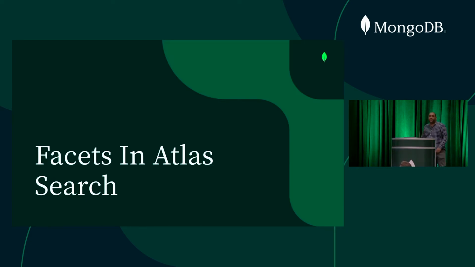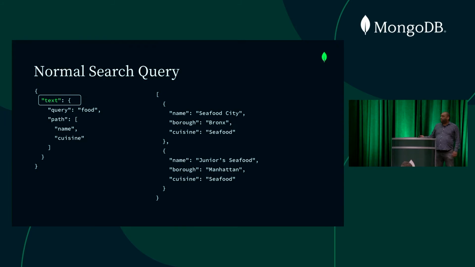So now that we've seen some about what facets are and how they're useful, let's talk about how they work in Atlas Search. We'll start by talking about a typical Atlas Search query. At the top level here, we provide an operator. In this case, we're using the text operator.